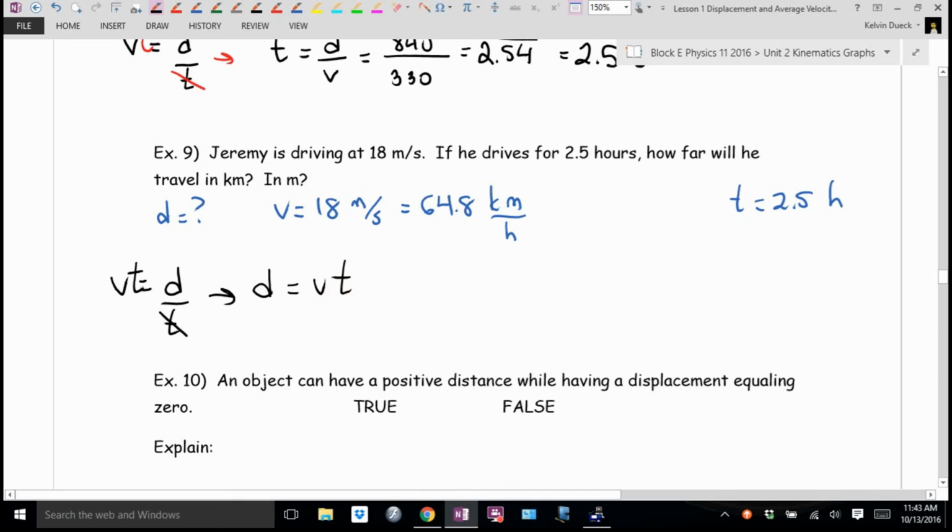Now, some of you will get good enough at this, by the way, that you can go straight to looking at your formula sheet without writing this, and I'm fine with that. In fact, I kind of want you all to get there. I like it if you can rewrite these in your head. Now we're going to plug and chug. V, 64.8. T, 2.5. And because it's kilometers per hour and hours, this will give us an answer in kilometers.